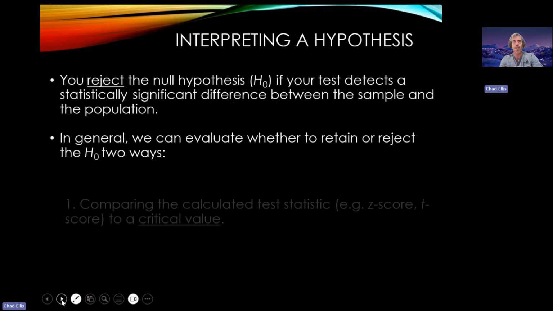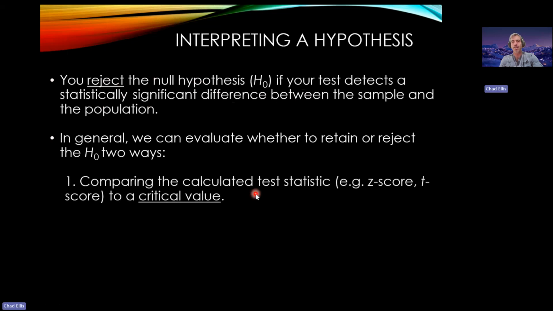Well, there's basically 2 ways. One is calculating the test stat, whether that be a z-score or a t-score, and comparing our calculation to a critical value. And whether that test stat is above or below that critical value will determine whether we're going to either fail to reject the null hypothesis or decide to reject the null hypothesis.